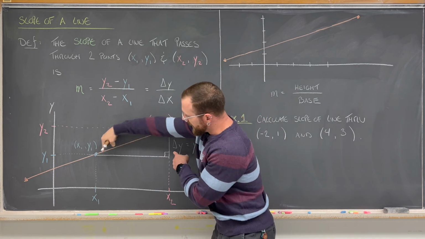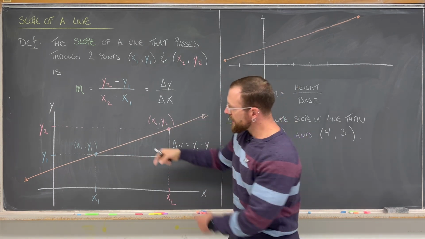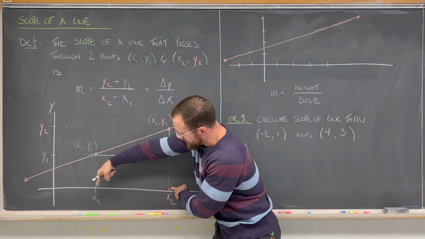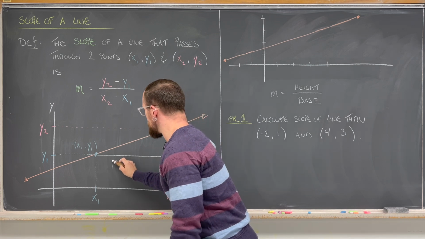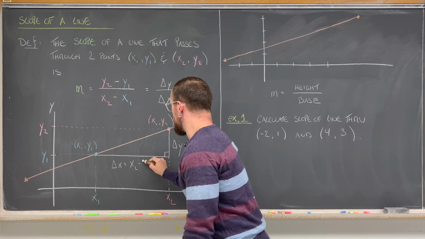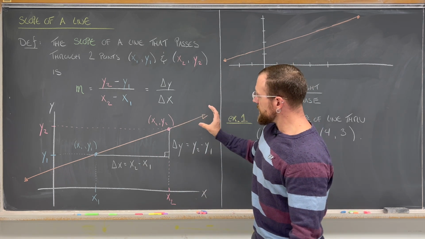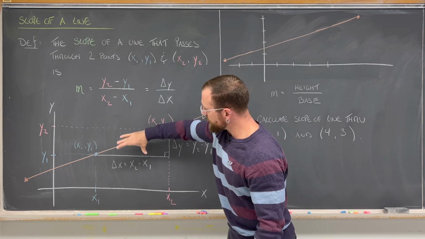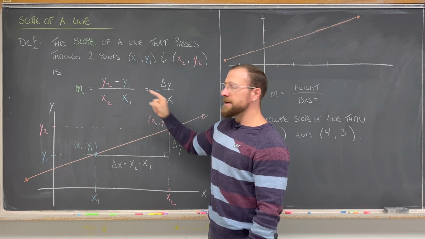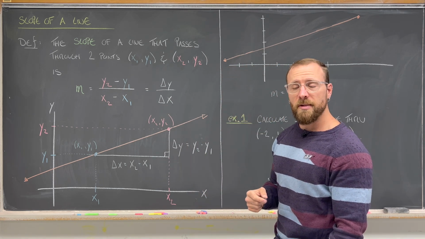And similarly, the base of this triangle, the horizontal distance between those 2 points, is the same as the horizontal distance along the x-axis from x1 to x2. This is the change in the x coordinates, and it's x2 minus x1. And when we calculate slope, we're taking this height divided by this base. Okay? That's what this is coming from. That's the calculation. That's the slope of this line connecting those 2 points.